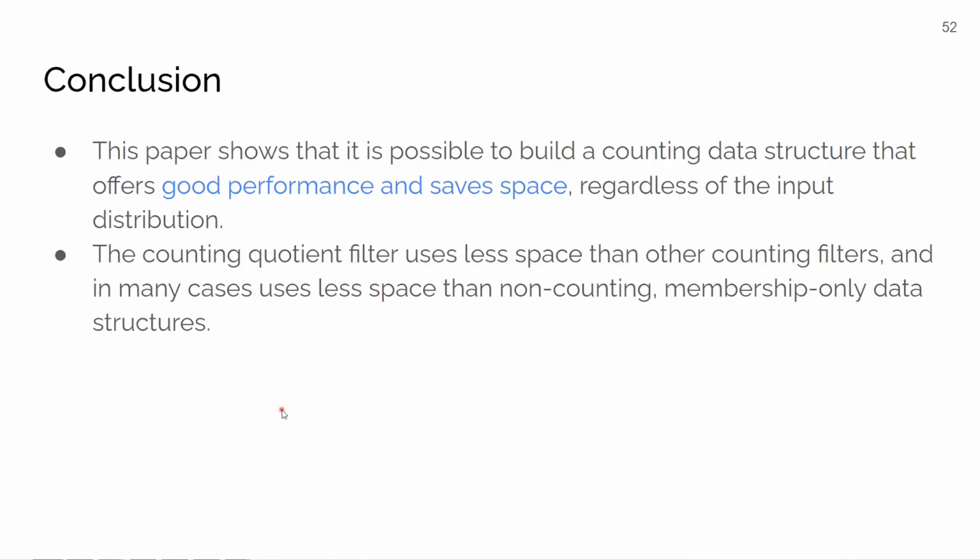To conclude, this paper shows that it is possible to build a counting data structure that offers good performance and saves space regardless of the input distribution. The counting quotient filter uses less space than other counting filters and in many cases uses less space than non-counting membership-only data structures.